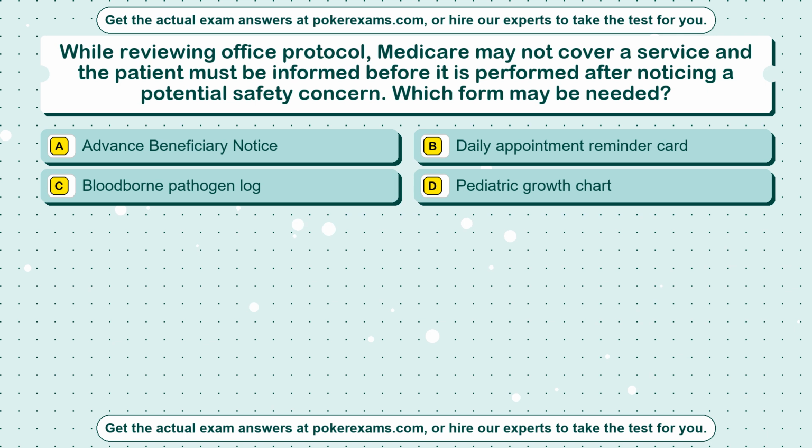Question 71. While reviewing office protocol, Medicare may not cover a service and the patient must be informed before it is performed after noticing a potential safety concern. Which form may be needed?